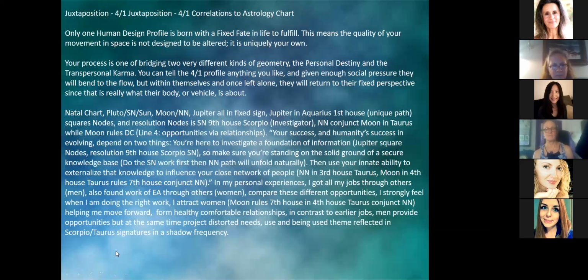Wow. Well, onward and upward, right? Things have turned around by working on the Jupiter South Node resolution, right? Yeah, definitely. Yeah, beautiful. Okay.